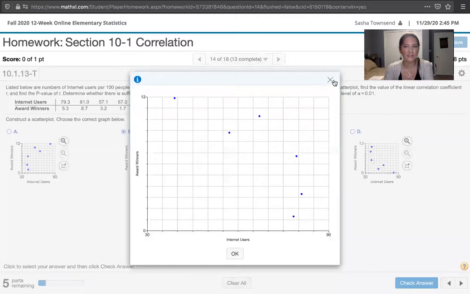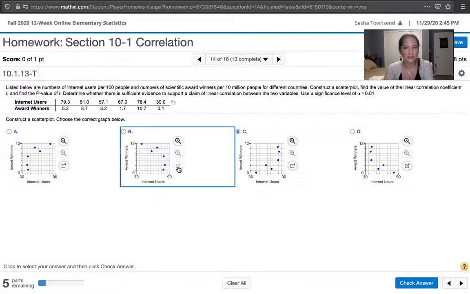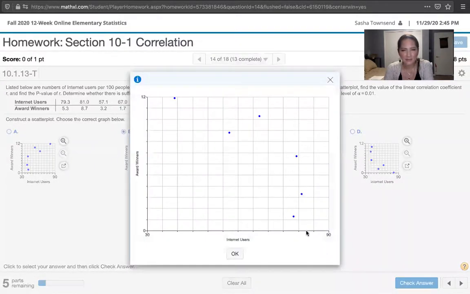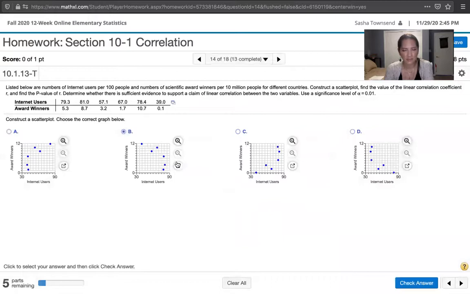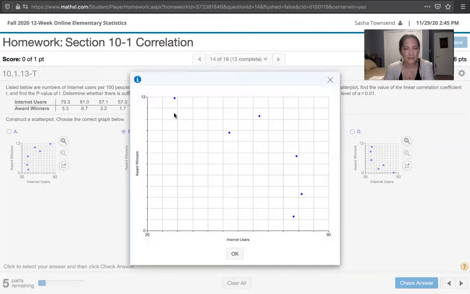So I know it could be this one or it could be this one. So that one has the 79.3 and the 5.3. Then look over here, this one. Does this one have the 79.3 and the 5.3? It appears to have that point as well. So then I would say, okay, well, what are the major differences between these two graphs? Well, this one has a very low number of internet users and a very high number of award winners over here.